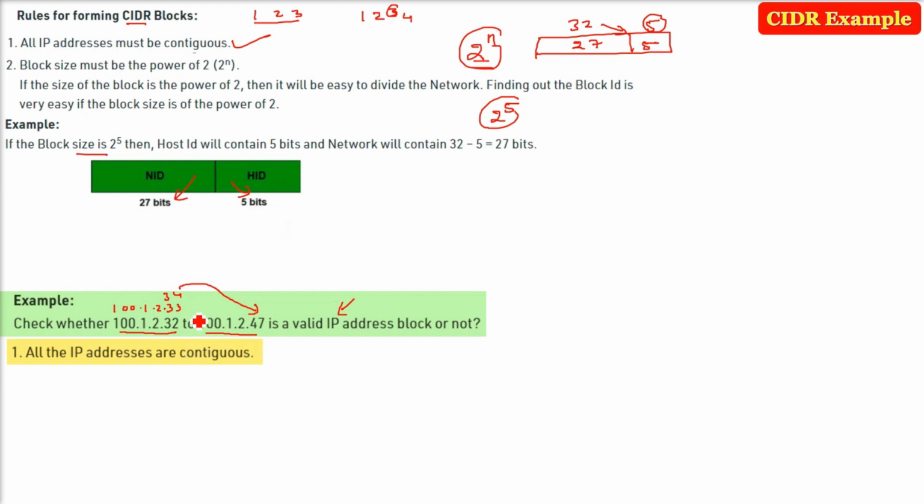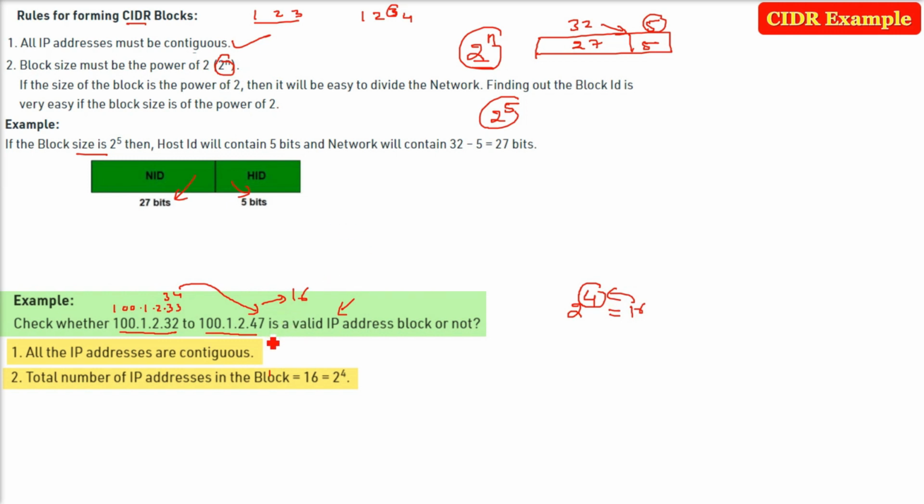So now you just go from 32 to 47 counting. That is 32, 33, 34. If I am counting on my hands, it is becoming 16. 32 to 47 is 16. What is 16? It is 2 to the power 4. 16 is nothing but 2 to the power 4. So with power 4, the total number of IP addresses in the block will be 16. 2 to the power 4 in the example we are taking. If you count also, you will get it.